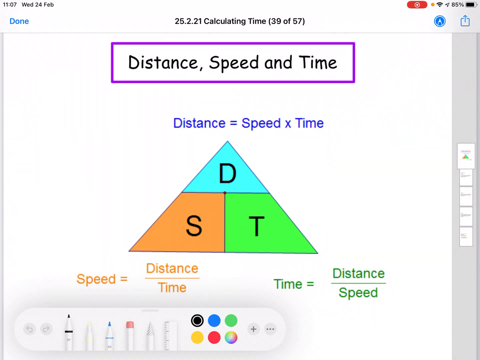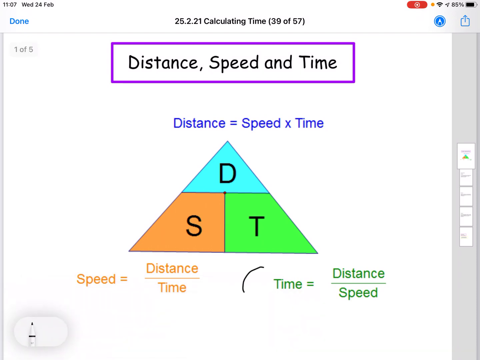Today's lesson is going to be the third and final formula of our speed, distance, time topic. So today we're going to look at calculating time. So the formula, as we've seen already, is just down here at the bottom of the page. So for time, we take the distance and divide by the speed.